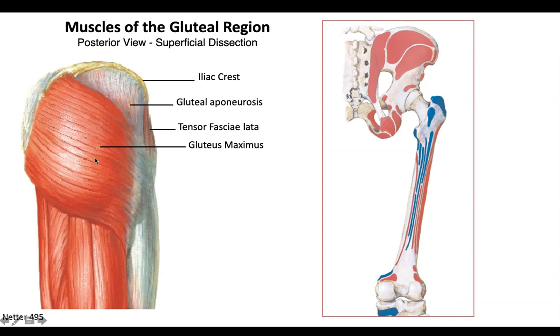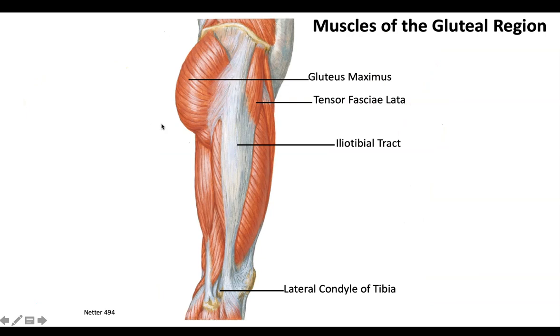Most of the fibers of the gluteus maximus muscle are inserted into a thickening of the deep fascia, a thick band called the iliotibial tract. The iliotibial tract, or IT band, is a thick aponeurosis that extends from the iliac crest distally to the lateral condyle of the tibia. That's why its name is iliotibial tract.